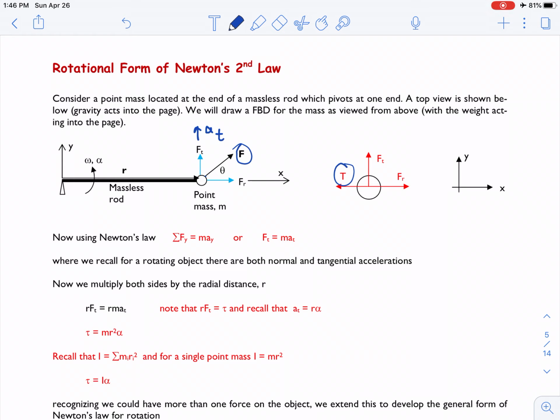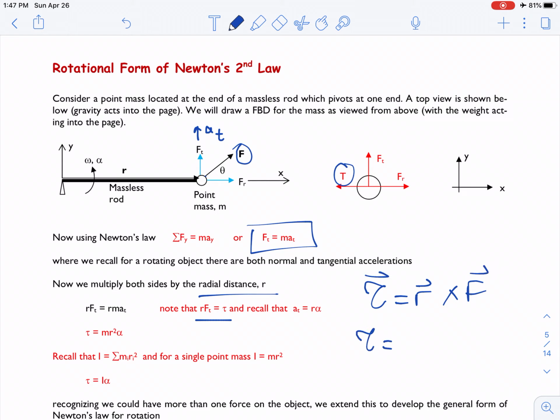So we recall, for a rotating object there are both normal and tangential accelerations, and now we multiply both sides by the radial distance. So we're getting this equation multiplying by radial distance. On the left side we have R F_t, on the right side we have R m a_t. Okay, so again, R times F_t is going to give us the torque, right? Because remember, torque is R cross F in vector form.